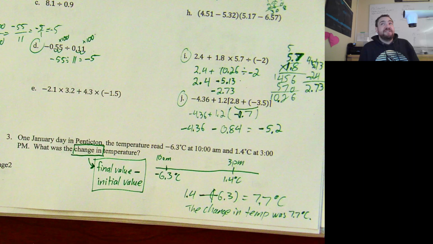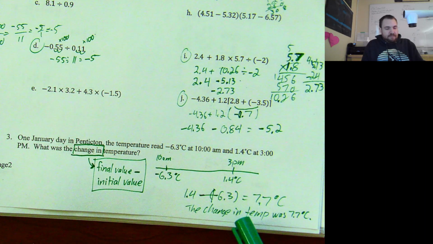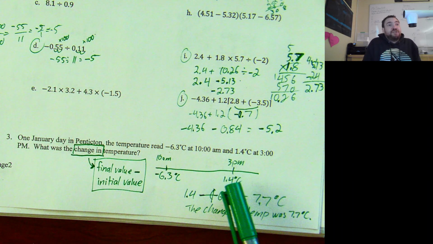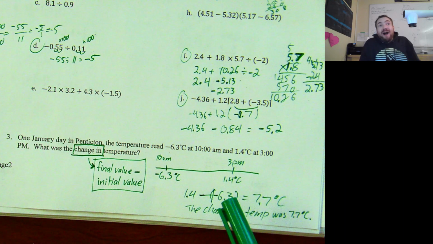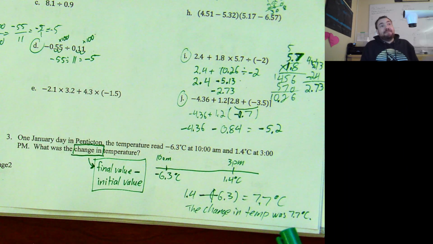It would still be final minus initial. So it would be negative 1.4 minus negative 6.3. You'd still get a positive value because it would become negative 1.4 plus 6.3, which would become 3.9. 4.9? 4.9, and it would still be positive. So even though the final temperature is still negative, the temperature did go up. And so the change in temperature has to be positive. Does that make sense? Okay.